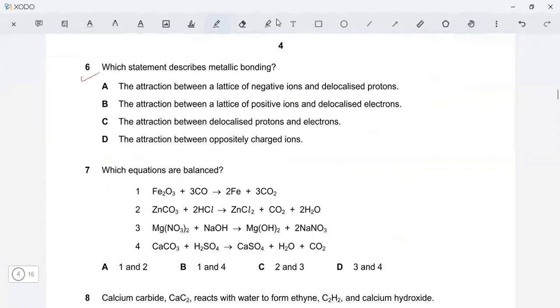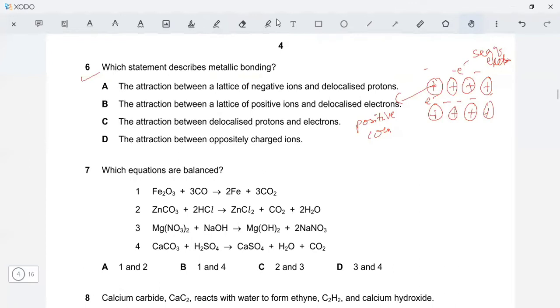Question 6: which statement describes metallic bonding? In metallic bonding, these are positive charged ions, and here there will be negative, the sea of electrons, delocalized electrons. And this is for the positive charged ions. This is the metallic bonding. Basically, it is the attraction between the lattice of positive charge and delocalized electrons. This attraction is known as metallic bonding.